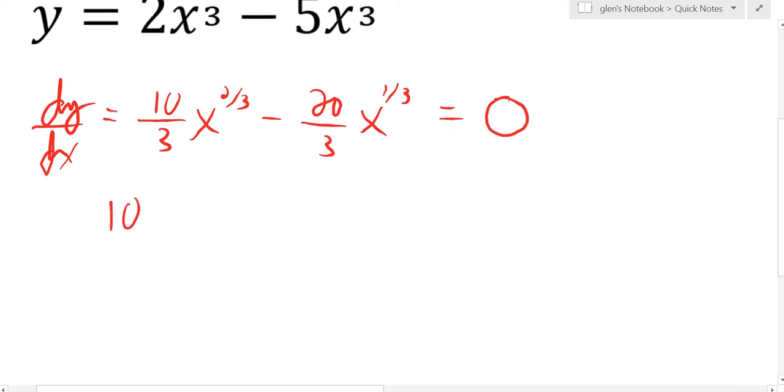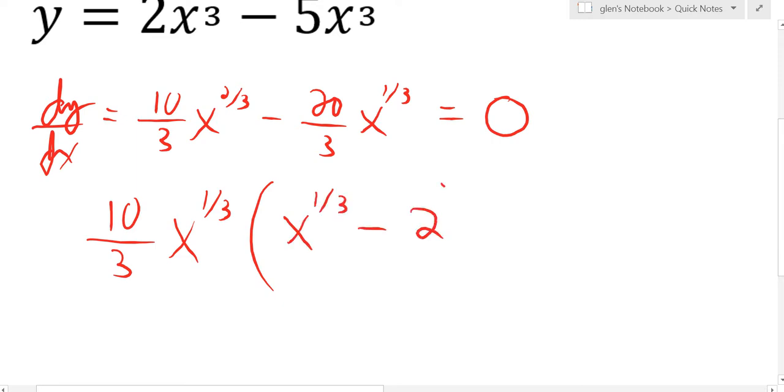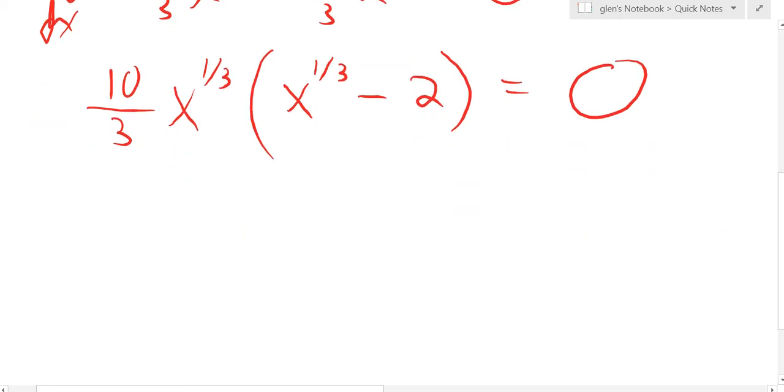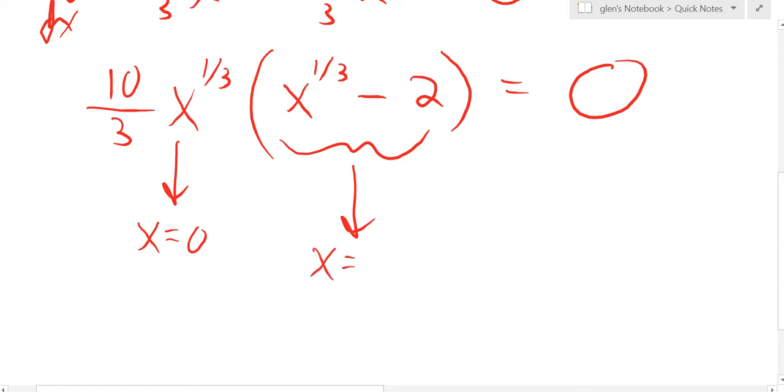Ooh, 10/3. You guys sound so excited. 10/3 x to the 1/3. Yes. And that's going to leave us with x to the 1/3 here minus 2. And once it's factored, you can see what makes it 0. 10/3 is never 0. x to the 1/3 will be 0 when x equals 0. And x to the 1/3 minus 2 will be 0 when x equals 8. You can write that down somewhere if you want, but it's just 8.